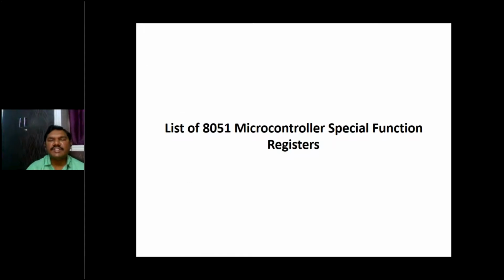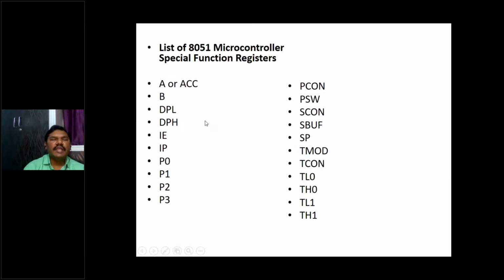Right. Now come to the special function registers. This is very important from the examination point of view. A is called the accumulator, B is called the base register, and DPL and DPH stand for data pointer lower byte and data pointer higher byte. IE stands for interrupt enable, IP stands for interrupt priority, and P0, P1, P2, P3 are called ports, the IO ports.